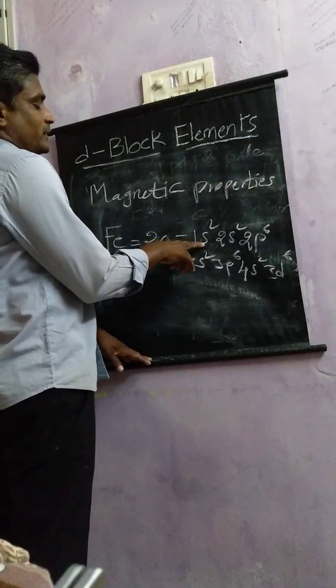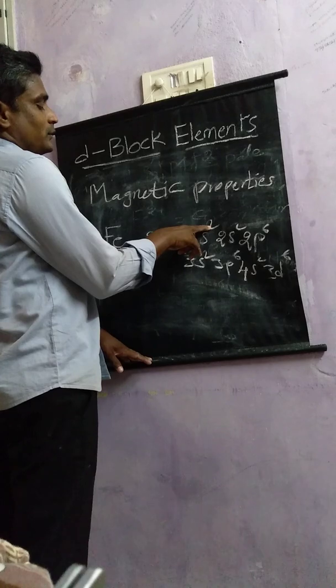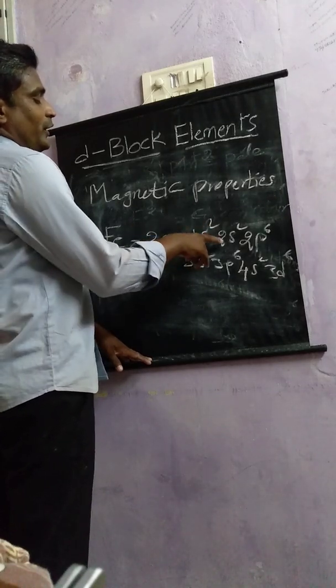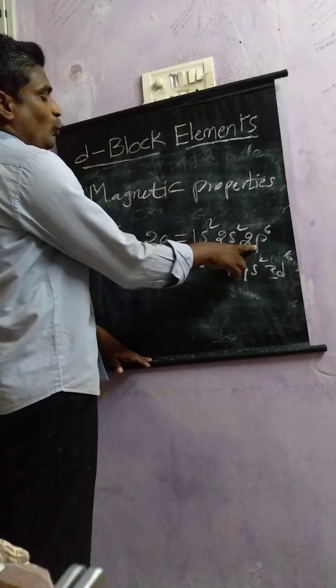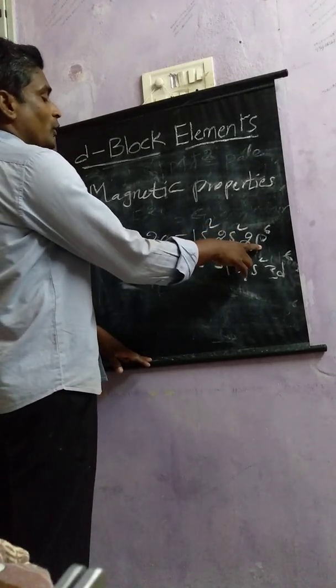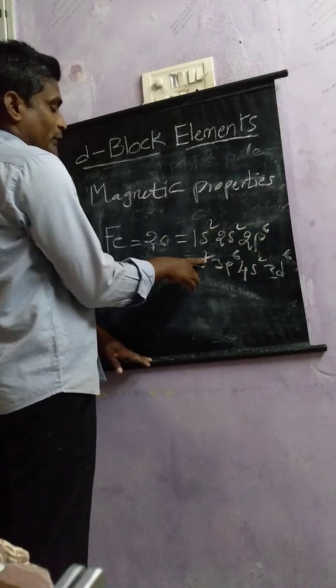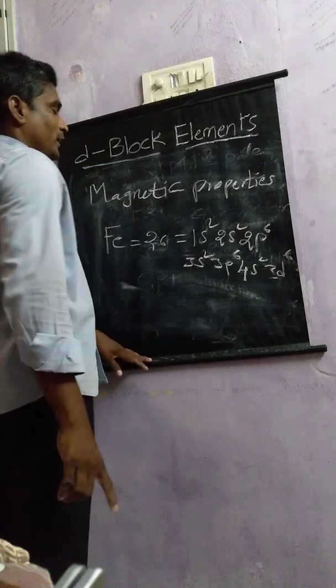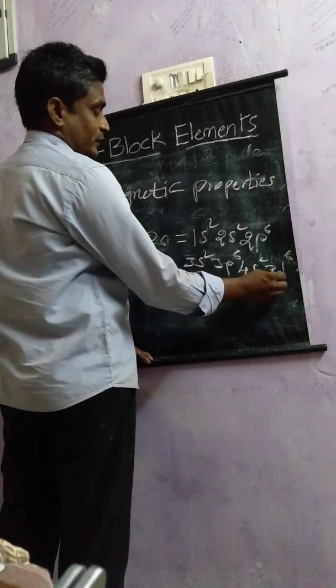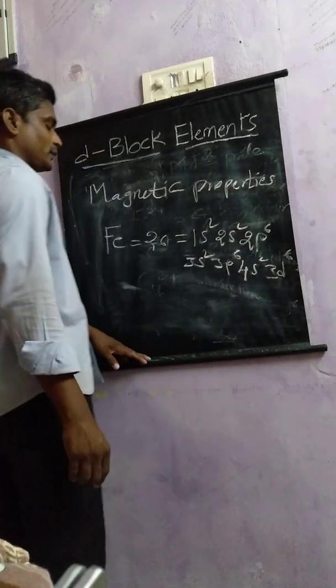See, in the 1s orbital there are 2 electrons, so it is completely filled. In the 2s orbital there are 2 electrons, it is also completely filled. In 2p it will also be completely filled. And here 3d6. What is that? 3d6.